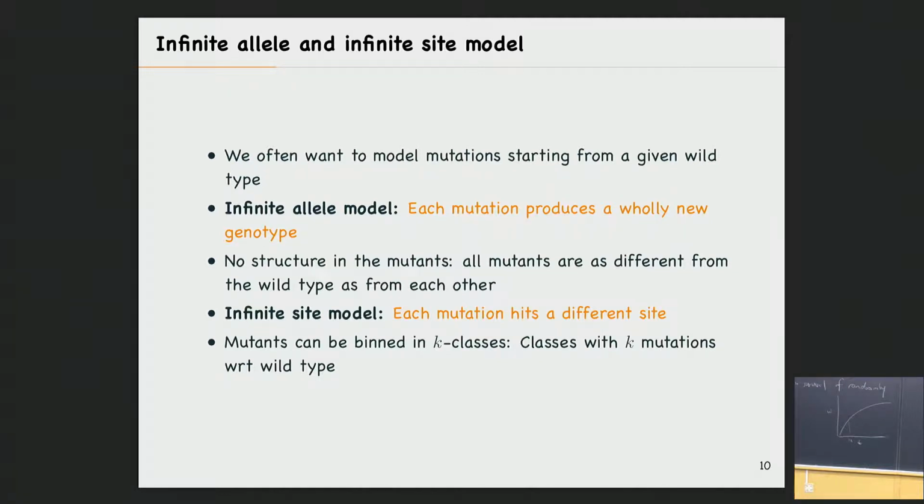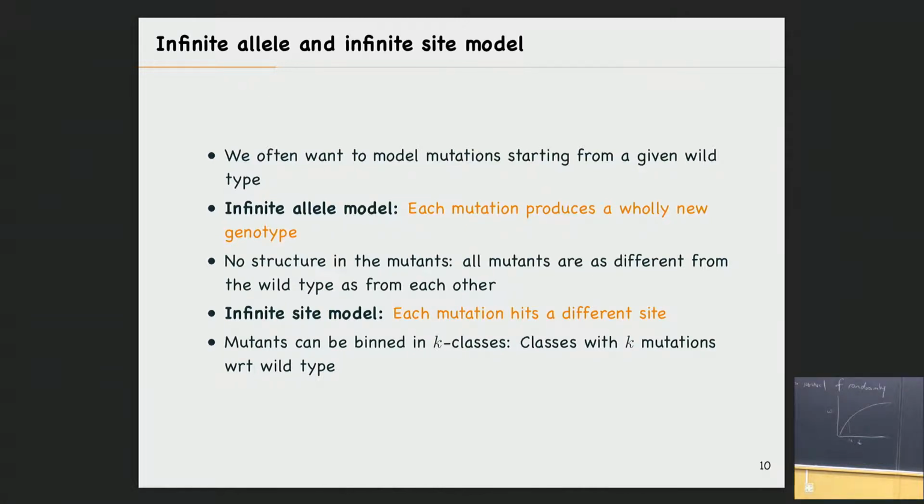One possibility is to imagine that each mutation produces a completely new genotype. This is called the infinite allele model. In this case, you have no structure in the mutants. Each of them is as different from the others as from the wild type.